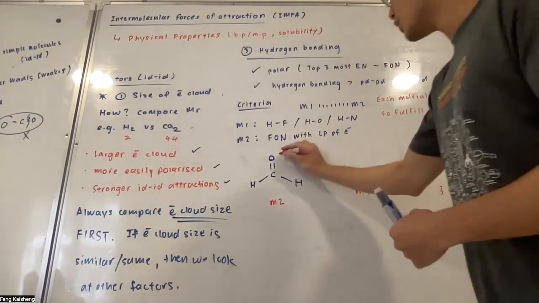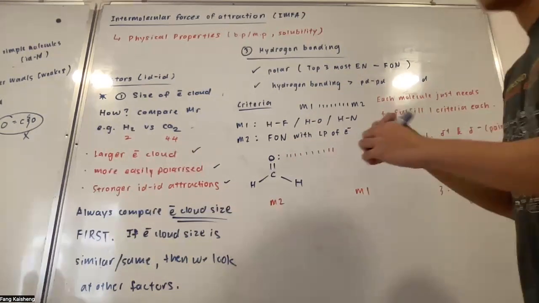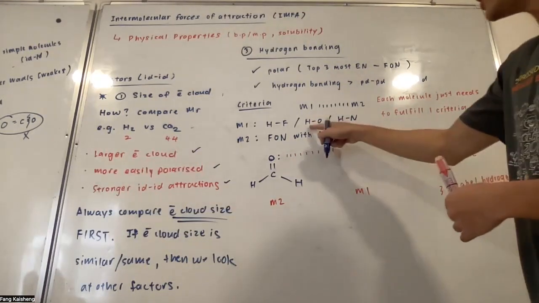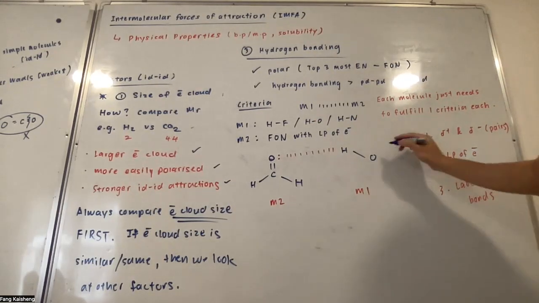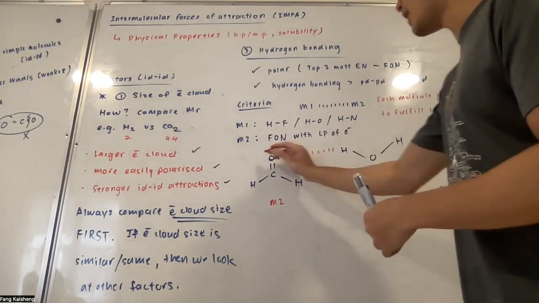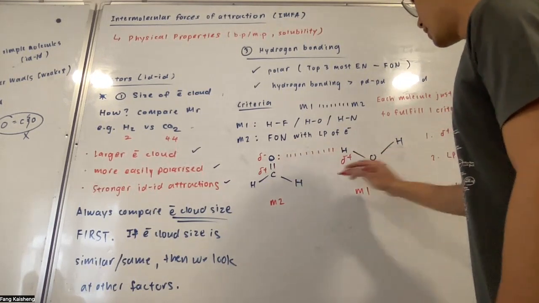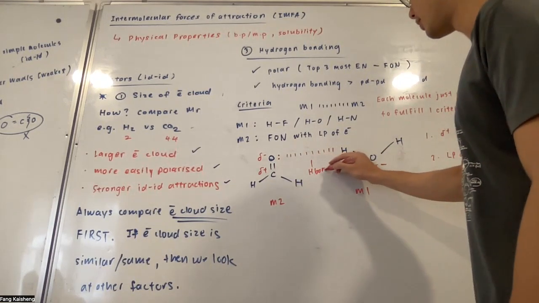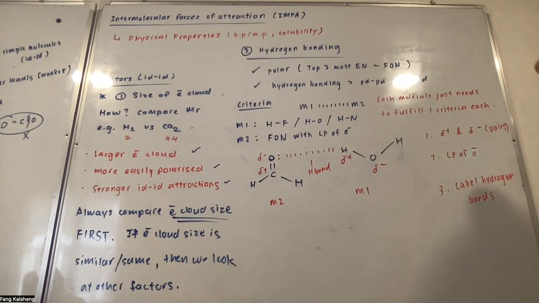Here is M2, so the lone pair on this oxygen must be involved in the hydrogen bonding. Here is M1, so I need to see the OH bond being involved in the hydrogen bonding as well. Let's draw the other H. Label in all the other stuff. Lone pairs inside. Partial charges are here and here. Label hydrogen bond. Style the whole thing. Don't just write H bond. I don't know whether a teacher will accept that.